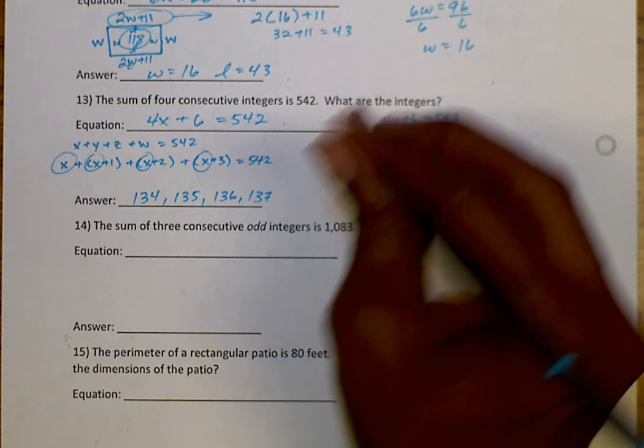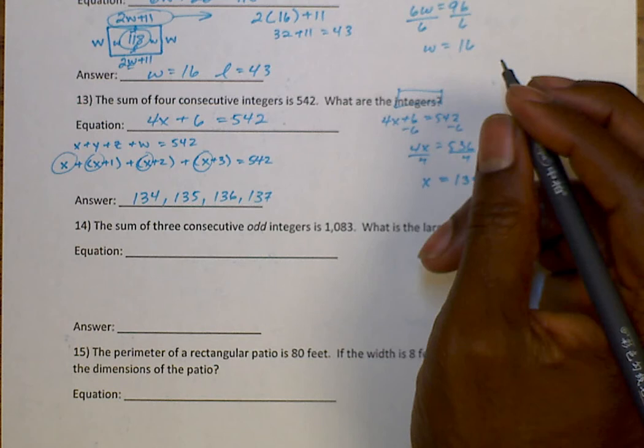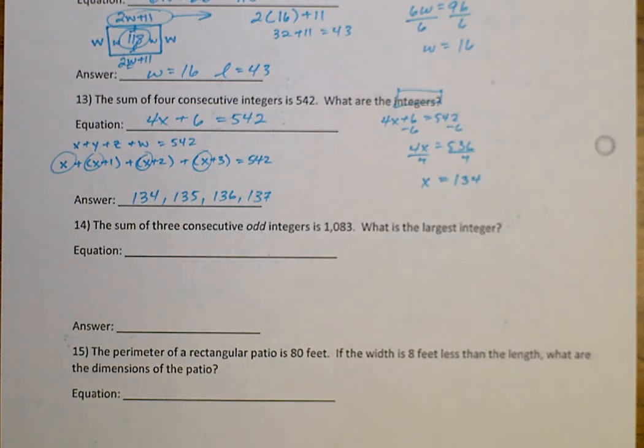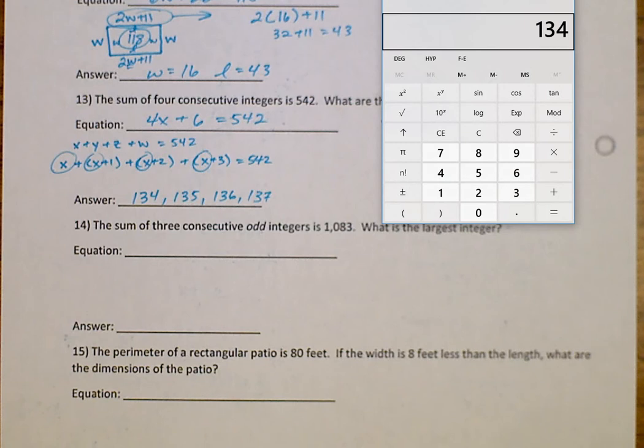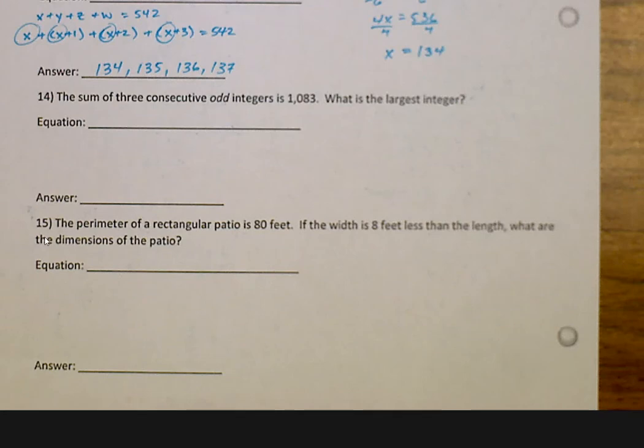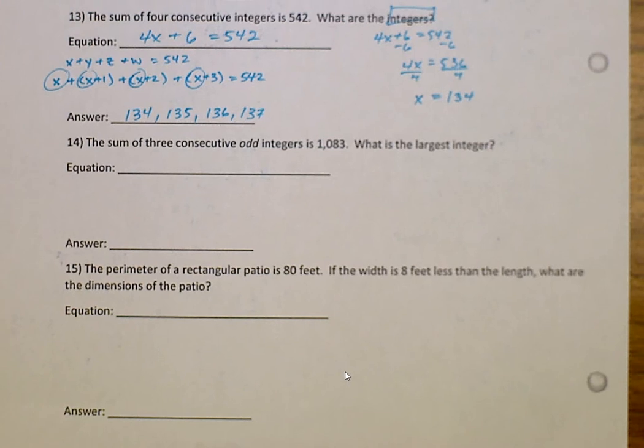Remember, integers aren't fractions, they're not decimals. It says consecutive, and you could even go and say, okay, does 134 plus 135 plus 136 plus 137 equal the number they said it would be? Yes, it equals 542. Okay, so make sure you go back and see that your answer makes sense when you submit it.